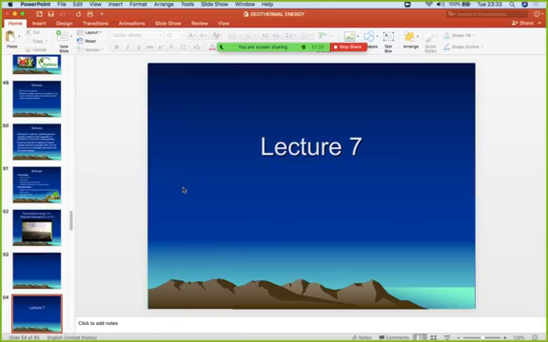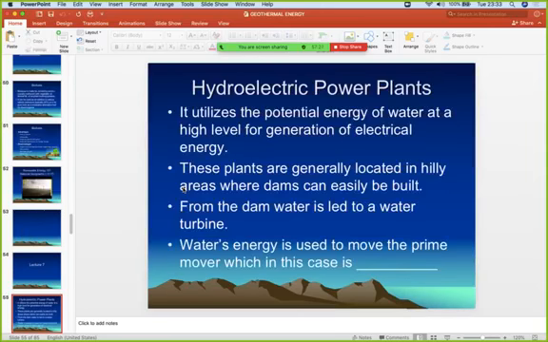So next, we have lecture 7: hydroelectric power plants. We know already for a fact that it utilizes the potential energy of water. So what is potential? Potential is when you transform it into kinetic, or movement. There's the force going down to the impeller of your turbine to generate electricity. These plants are generally located in hilly areas where dams can easily be built.